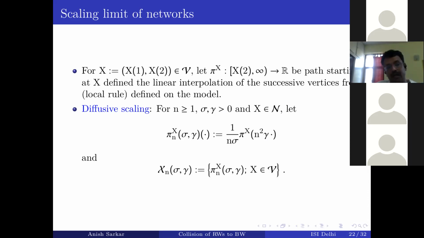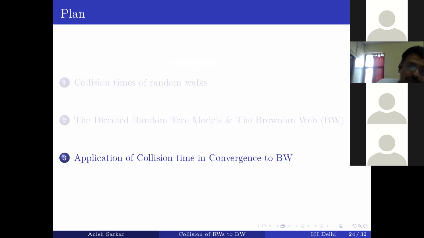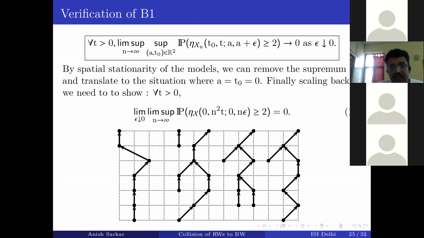Okay. So the diffusive scaling, and you would require this thing to converge. If you take a collection of paths like this, it would converge to Brownian motion. And the known results are that all these models that I have defined converge to this. I couldn't come to this collision time business, but let me go to this one last part.